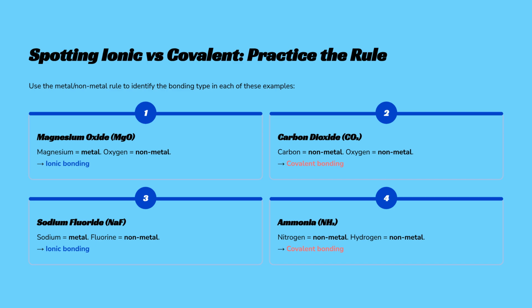Let's practice the rule. Magnesium oxide is metal plus non-metal, so it's ionic. Carbon dioxide and ammonia are both non-metal plus non-metal, so they are covalent. Sodium fluoride is metal plus non-metal, making it ionic.